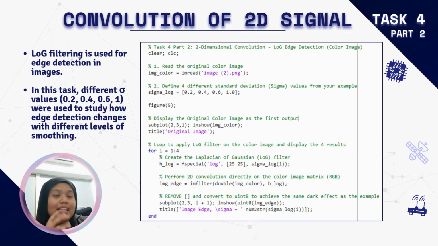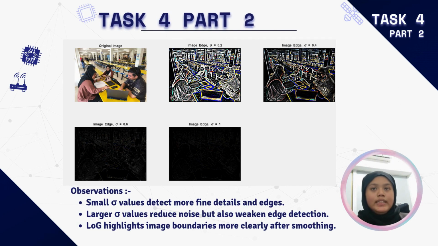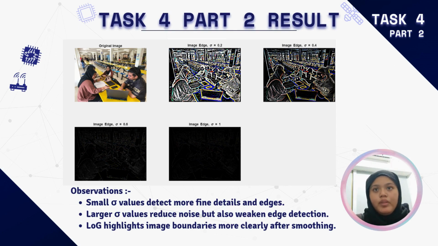In this task, we use 4 different sigma values, which are 0.2, 0.4, 0.6, and 1, to observe how the edge detection changes with different levels of smoothing. So this is the output that we get from our task 4 part 2. The first picture is before we apply the LoG filter. It is used as a reference for comparing all the edge detection results.